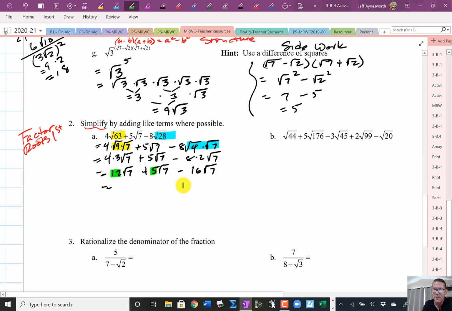Well, all you have to do is add the coefficients. 12 and 5 is 17, minus 16. Well, that's 1, right? So 1 rad 7. So all you get is root 7. You can put 1 root 7, but that's the same thing as root 7. And my friends, that's an irrational number, because like I keep saying, the square root of a non-square is always irrational.